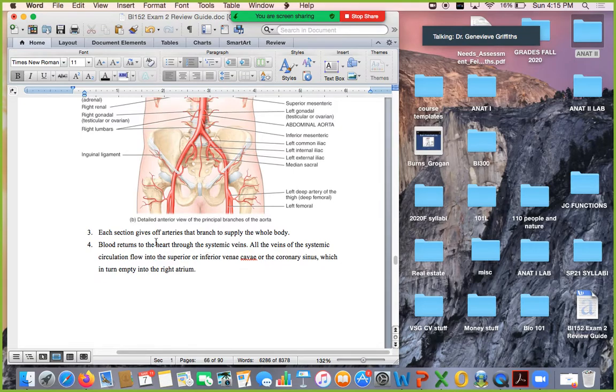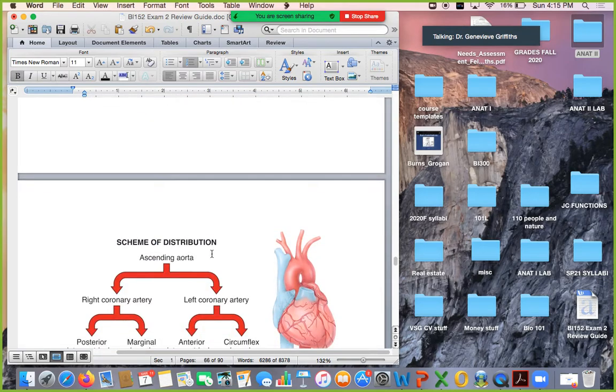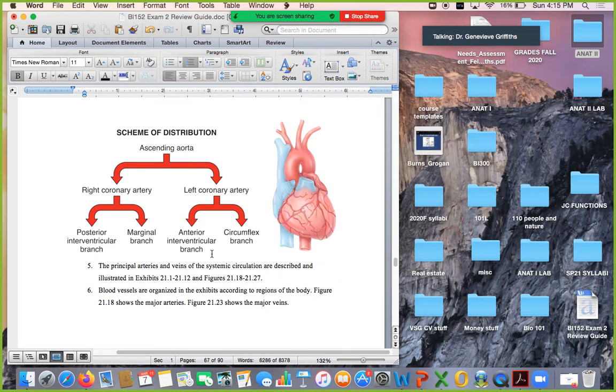So basically, each section of arteries is going to give a branch to supply that region of the body. So here's a scheme of distribution, and this is going to be coronary circulation. Coronary circulation is going to branch right off of that ascending aorta and split into the left and the right coronary artery. The right coronary artery is going to split into the posterior interventricular branch and the marginal branch. The left coronary artery is going to split into the anterior interventricular branch and the circumflex branch.